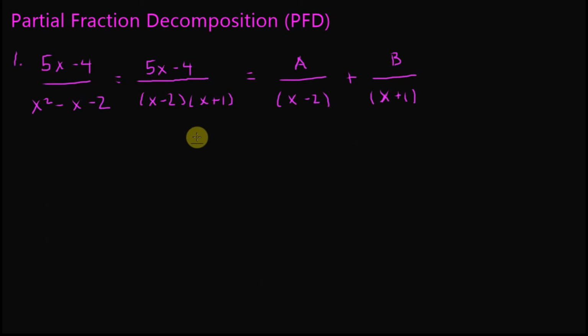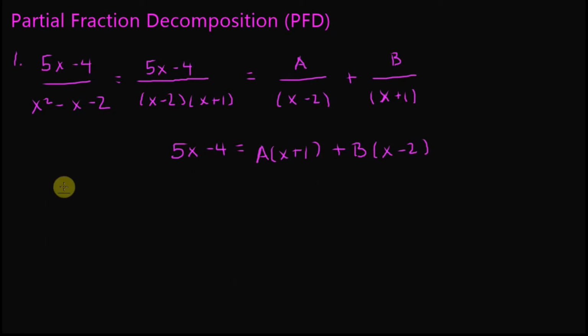Now the next thing that we're going to want to do is solve for a and b. To do this, we might want to simplify the fraction on the left-hand side. To do that, we can actually multiply both sides of the equation by this denominator here so that we get 5x minus 4 is equal to a times x plus 1 plus b times x minus 2. Then we have a much simpler equation with only one missing variable.